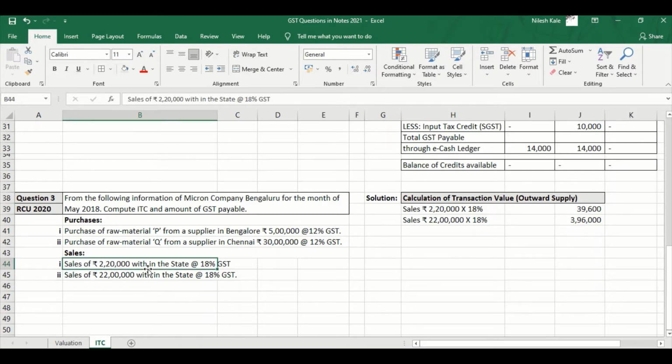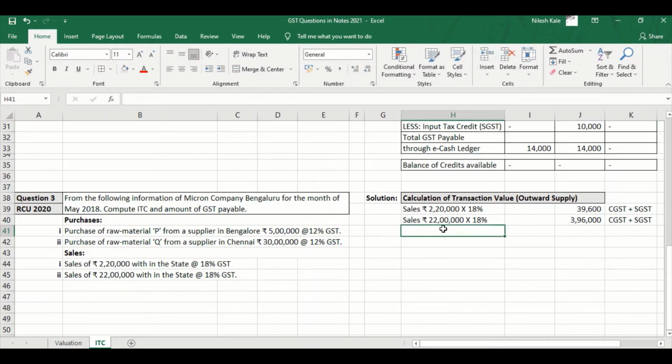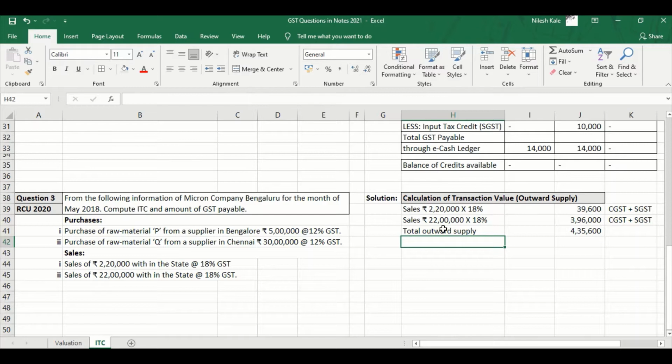Now see, this is a within the state transaction, this is also a within the state transaction. Therefore CGST plus SGST is applicable, right? And here also it is the same. We'll have to do this total. Total outward supply will be equal to this value plus this value, that is 4,35,600. That was step 1. Let us go for the next step.